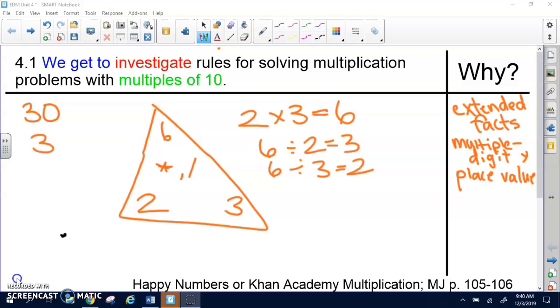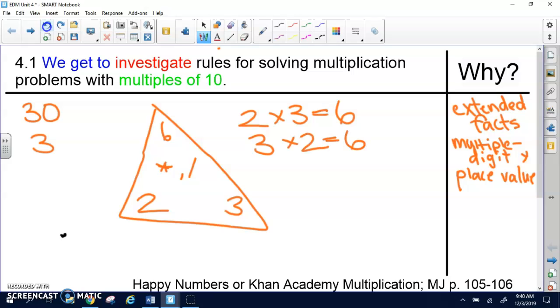Thumbs up, thumbs sideways, thumbs down. Are you okay with how the magic of this works? Wonderful. We have a property as well. Eyes back here. I see some heads down. We have a property as well where we can switch the factors, and we've talked about this. So 2 times 3 equals 6, and 3 times 2 equals 6. It's the turnaround, there's a different name for it, but that's not it.